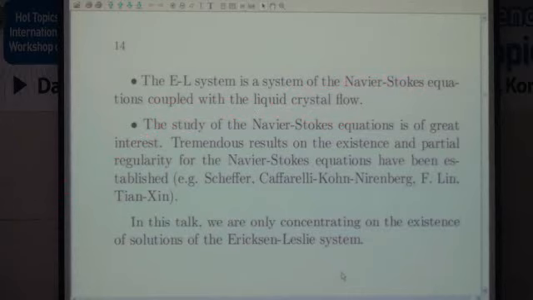The study of Navier-Stokes is very interesting, of course. They still have the $1 million problem. Tremendous results for Navier-Stokes have been obtained by Chen, Caffarelli, Kohn, Nirenberg, Fanghua Lin, and Ken and Xin. All these papers have a lot of results. But today, I need to constrain to the existence of solutions for this system.